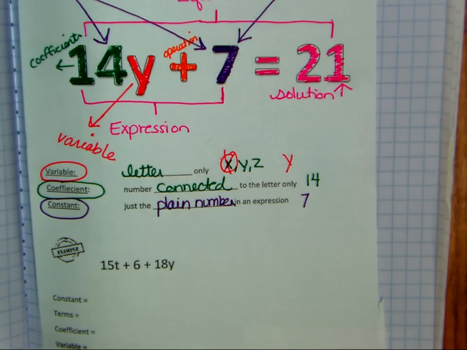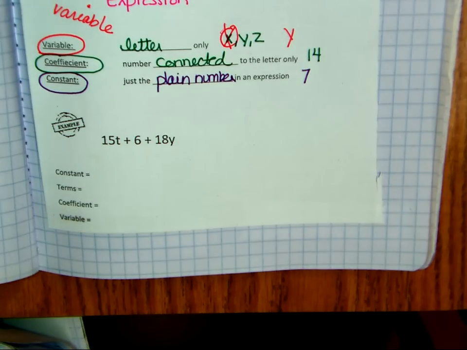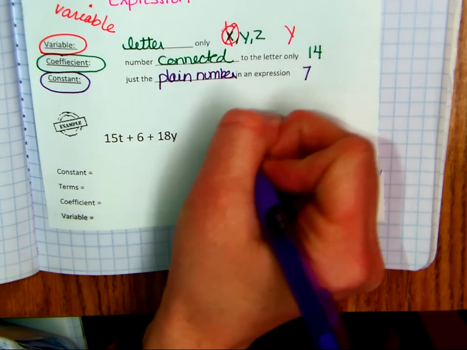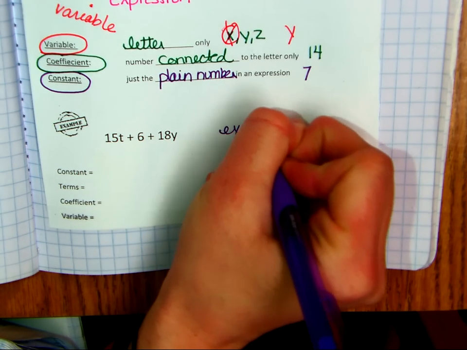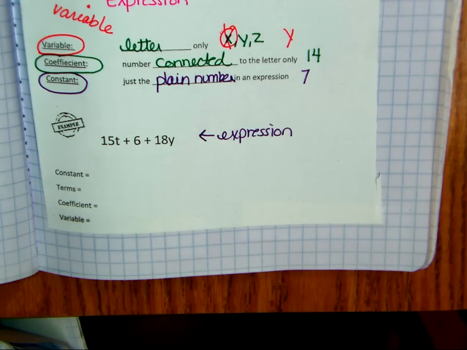Alright, so now let's look at the next example and see if we can make some identification. On 15t plus 6 plus 18y, we have various terms put together, with different variables. The first question I have is, is this an expression or an equation? It's an expression because there's no equal sign. Yes, so this is an expression. In order to make it an equation, we would have to put an equal sign.